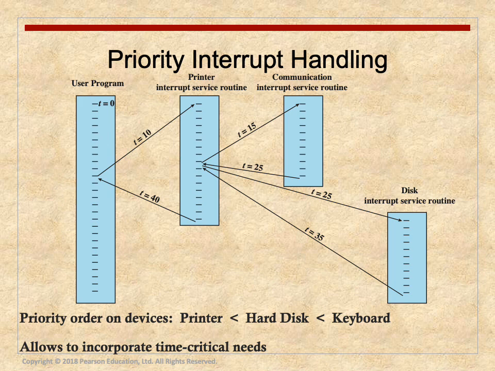Interrupt handling with priorities has the advantage that it allows to incorporate time-critical needs. For instance, handling a keyboard input may be more time-critical than handling a printer output. And this is because a keyboard module can only buffer a limited number of input characters until it comes to a buffer overflow. So by giving the keyboard a higher priority than other devices, it will be serviced more often. And that makes it less likely that the buffer of the keyboard module overflows.